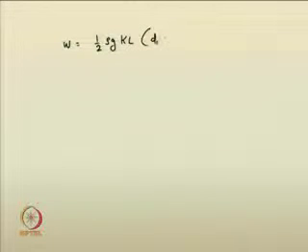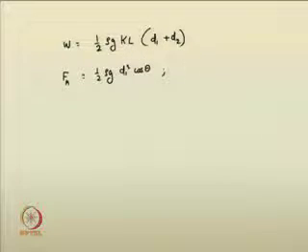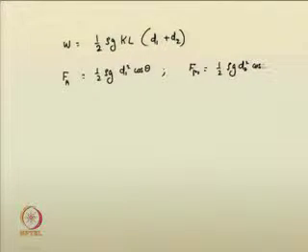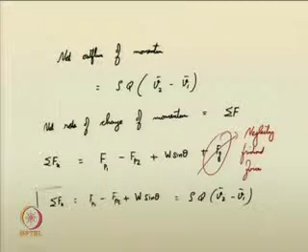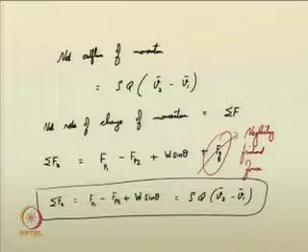So, we can now write W is equal to half times rho g k times L into d1 plus d2. So, you also have Fp1 is equal to half times rho g d1 squared cos theta, Fp2 is equal to half times rho g d2 squared cos theta. Therefore, going back into the equation, this particular equation, we will be writing it again.